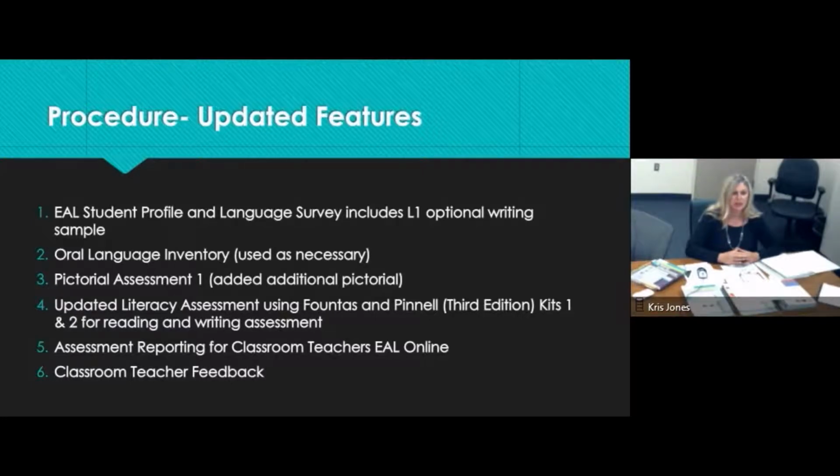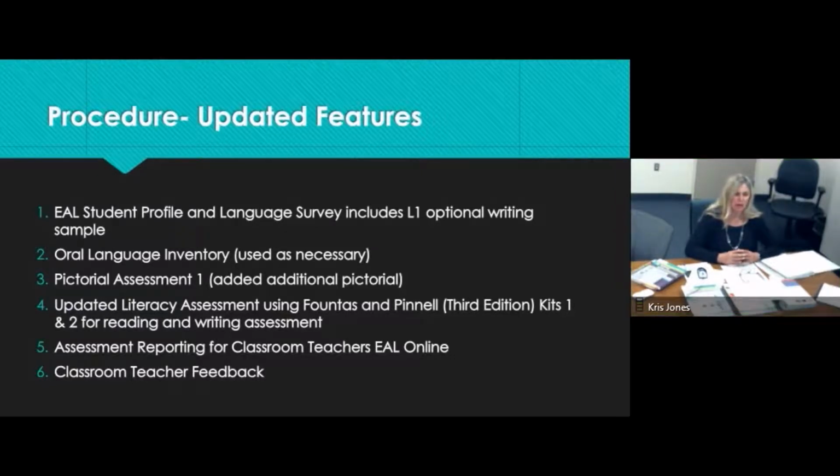All right, so let's then move to the literacy. The literacy was completely replaced, as you can see, with the Fountas and Pinnell, the 3rd edition kits 1 and 2. They replaced both components of the reading and the writing because it's connected. So we are asking students to read and write about what they are reading.